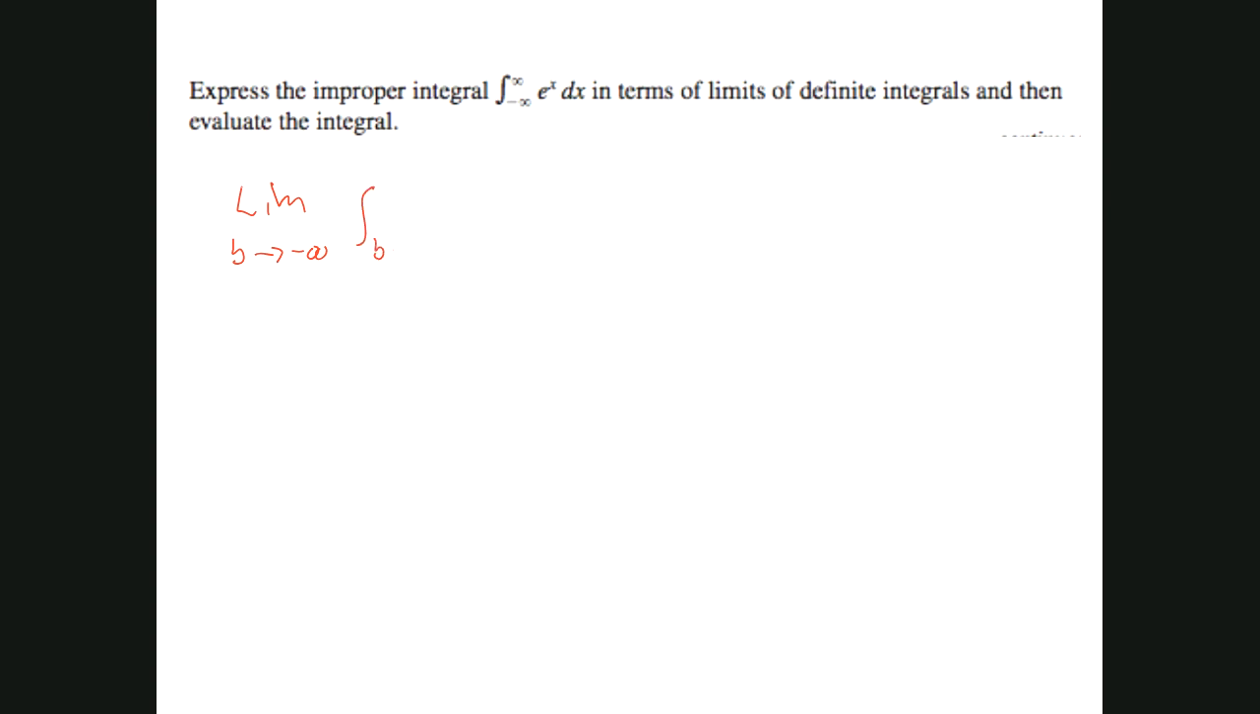Now, I don't have to go to 0. I could go to 10 or 20 or 30. It really doesn't make any difference. 0 just, to me, makes sense. Of e to the x, plus, and then I want to do the limit as b goes to infinity of 0 to b. And again, I could have put a 10 here, and I could have put a 10 here. It makes no difference at all, of e to the x.